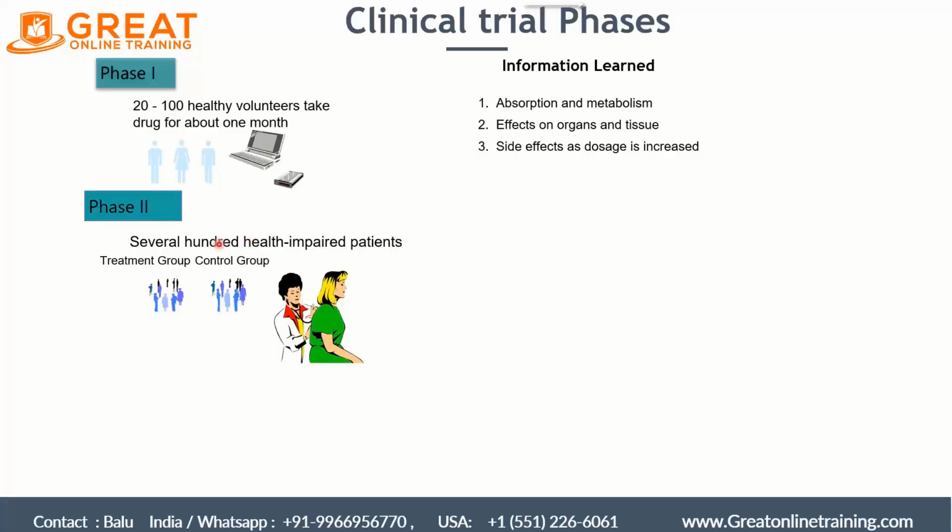And coming to phase 2, several hundreds of patients with the disease will receive the study medication. In phase 2 trials, the patients are divided into two categories: treatment group and control group. In the treatment group, the patients will receive the study medication, and in the control group, the patients may receive a comparator drug or a placebo. Comparator drug is a pharmaceutical product which is already available in the market for that particular disease. Placebo is a dummy medication where there is no active ingredient in that formulation.